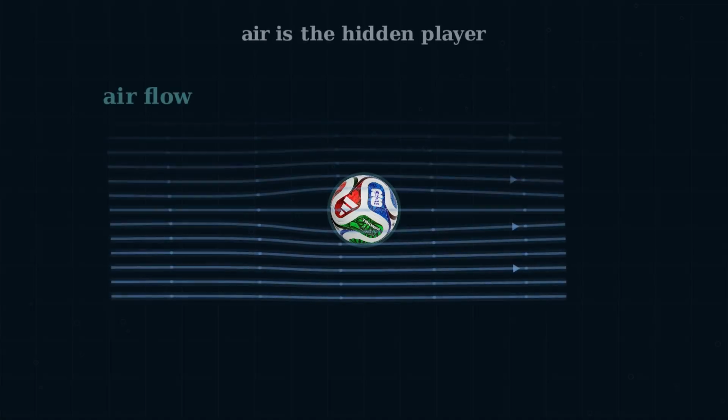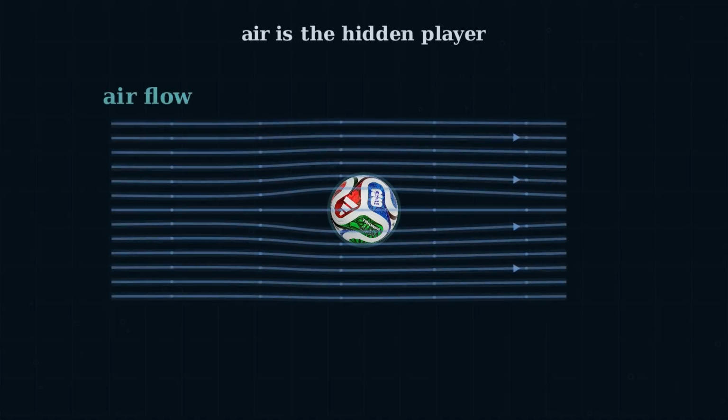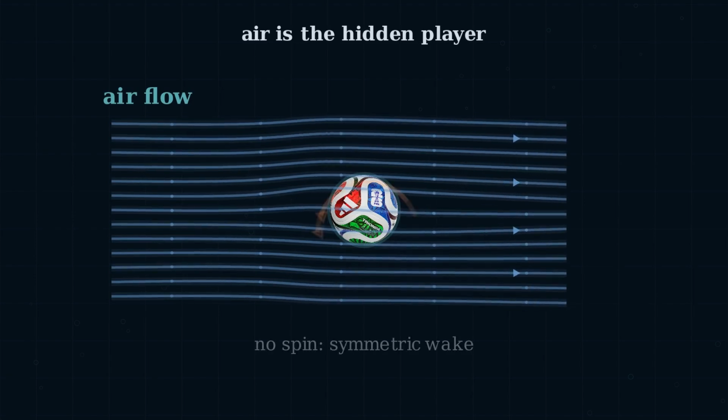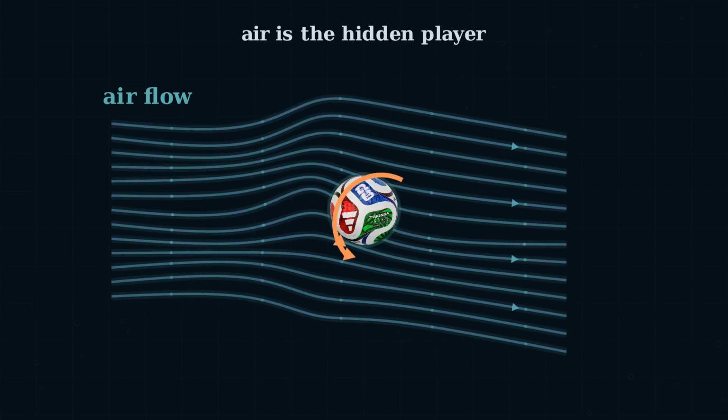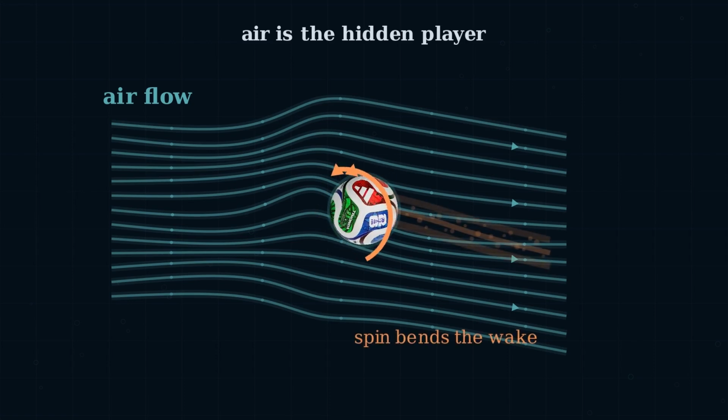Now watch the air. With no spin, the flow is mostly symmetric. Air divides around the ball and the wake forms behind it. Add spin and that symmetry breaks. The moving surface pulls the nearby air with it. The boundary layer changes. The wake behind the ball tilts. That tilted wake is the clue.